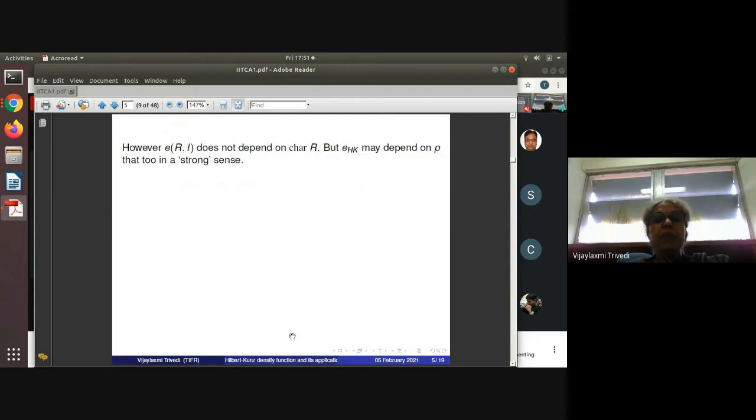So note that the multiplicity doesn't depend on the characteristic of R, but e_HK may depend on it. In fact, on p, in a very strong sense.